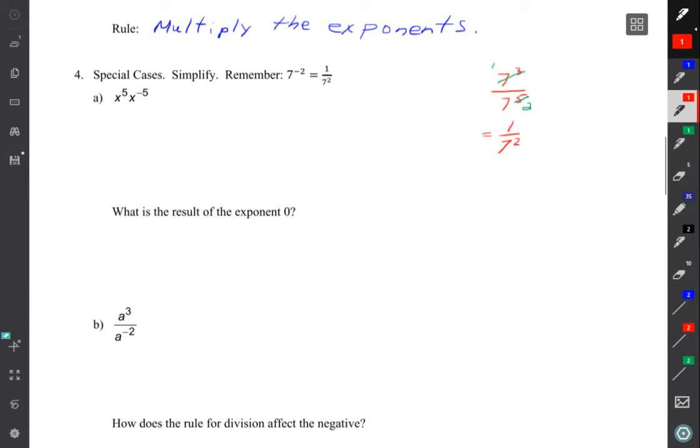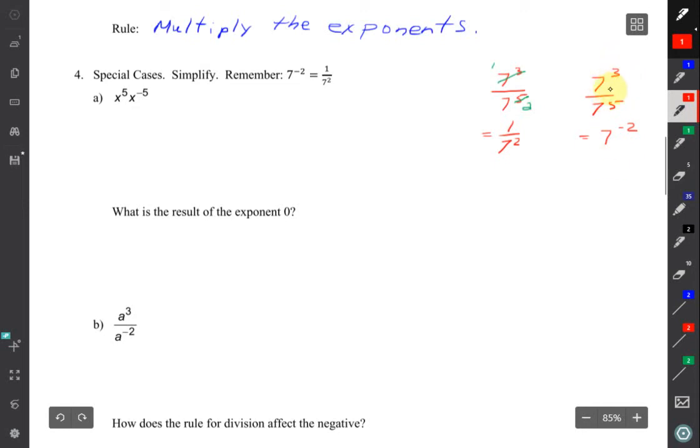Now, if we follow that rule, which we recognize is simply canceling where we said that we subtract the exponents, we could look at this expression here and we could subtract the exponents. And when we do that, 3 minus 5, that's more negatives than positives, so we end up with 7 to the negative 2. Both of these answers came from the same original question, and we agree that the rule works.